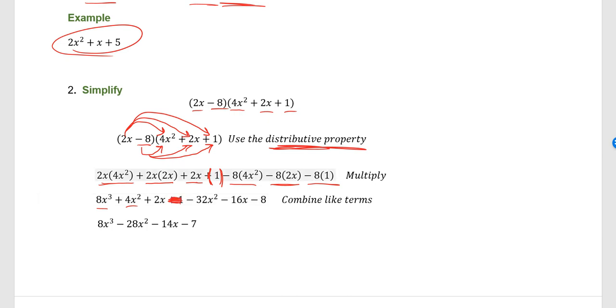And then 8 times 4 is 32, so minus 32x squared. Minus 8 times 2 is minus 16x. And then minus 8 times 1 is minus 8. Combining like terms, we have, well, nothing else with x cubed, so 8x cubed remains. The x squared term, 4 minus 32 is minus 28x squared. 2x minus 16x is minus 14x. And then this is just minus 8 because of the typo that we had. Okay.